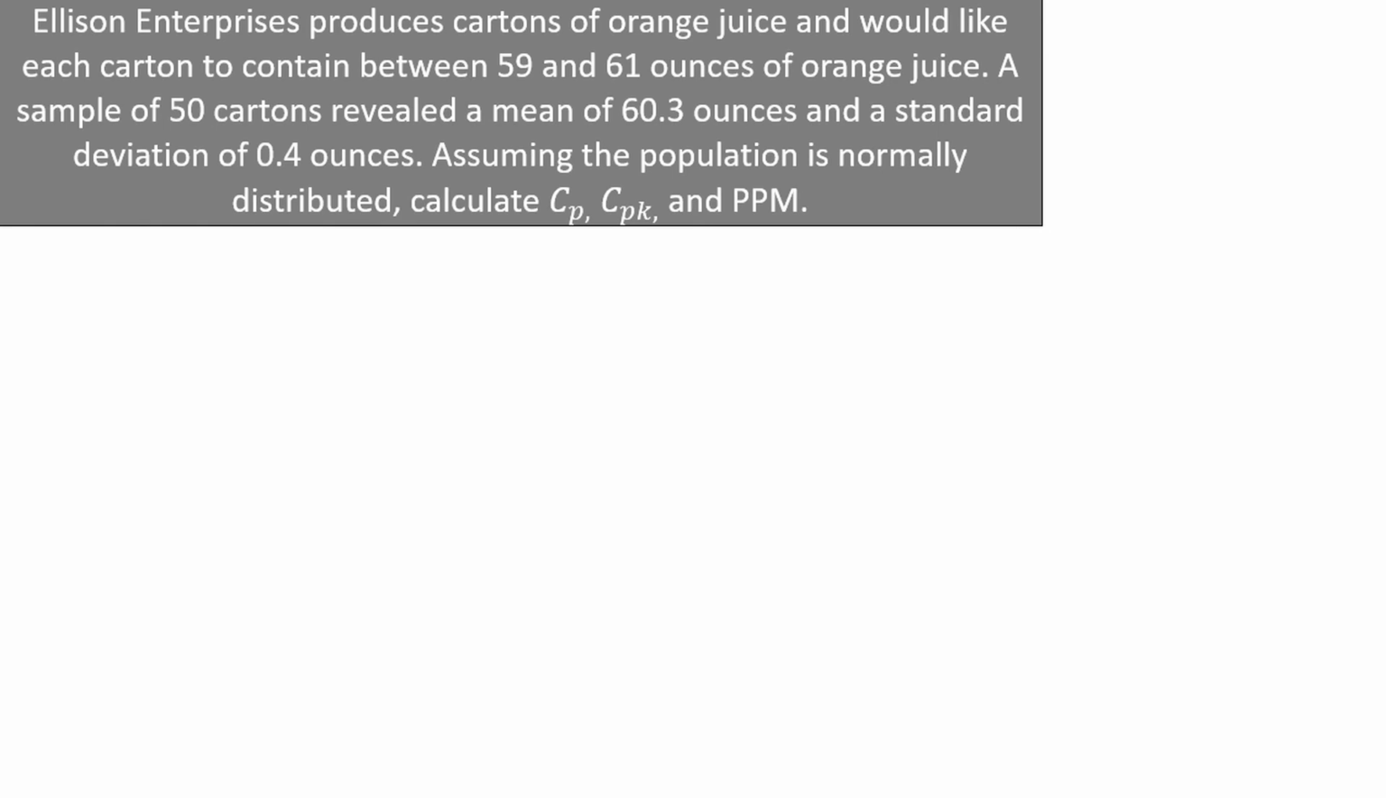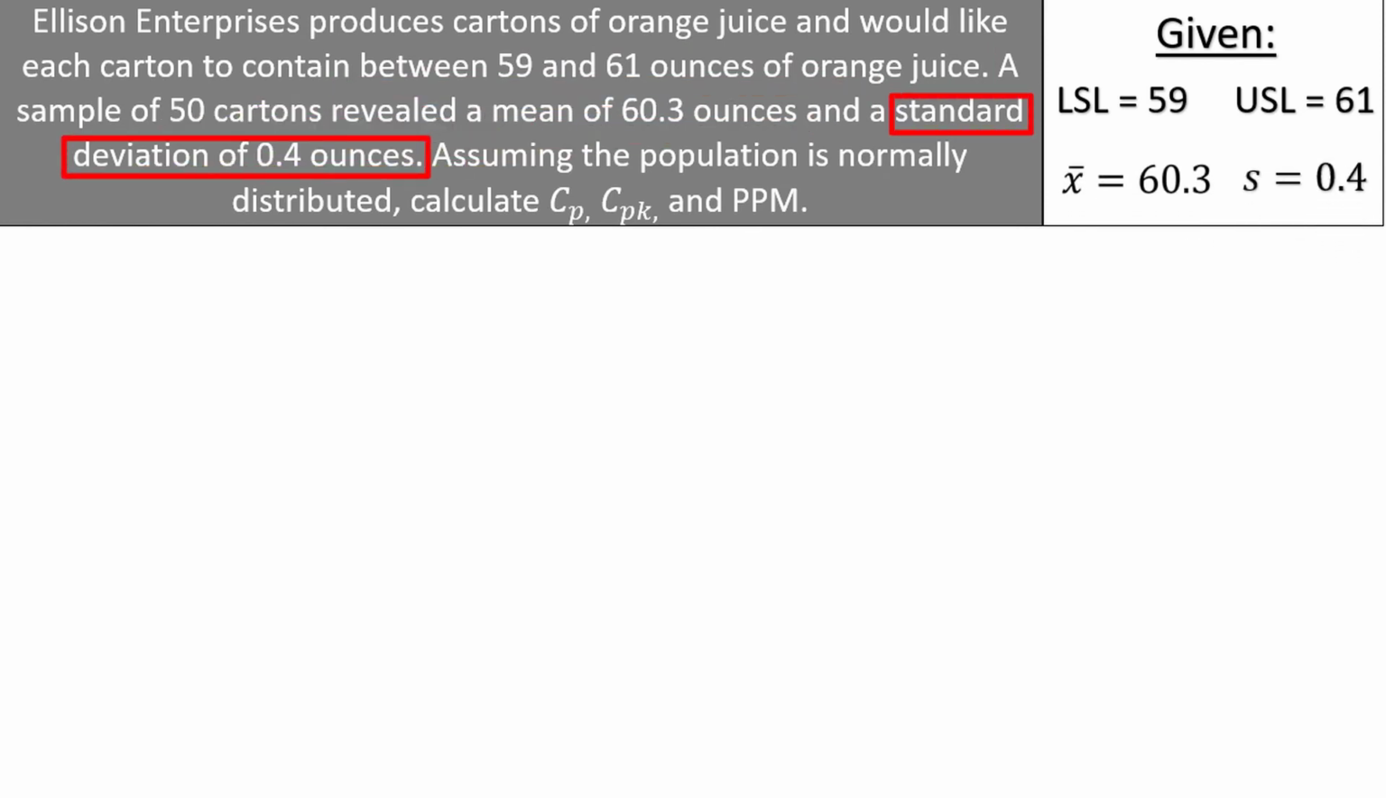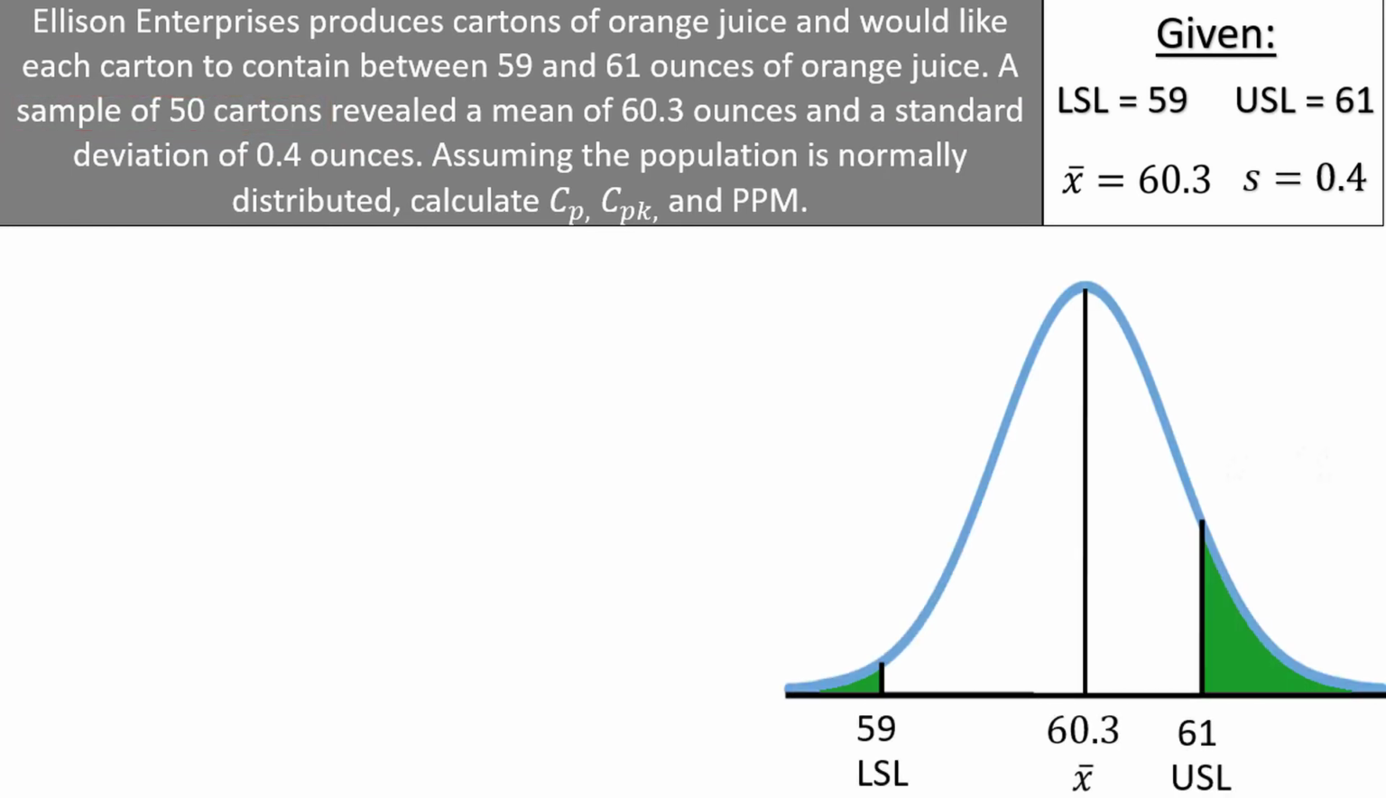Let's start by listing out some of the given information. The lower and upper specification limits are 59 and 61. This is the range of acceptable ounces for each carton of orange juice. The sample mean, x bar, is 60.3, and the sample standard deviation, s, is 0.4. The sample size is 50, but I'm not going to list that out, as it's not used in any of our calculations. Drawing the graph of the distribution, we see that the mean of 60.3 is slightly closer to the upper specification limit of 61 than it is to the lower specification limit of 59.